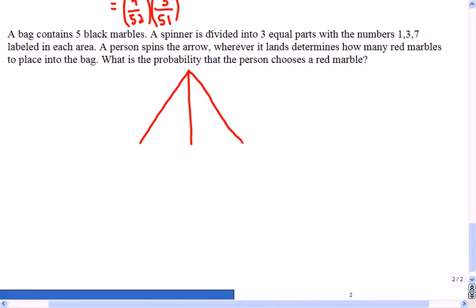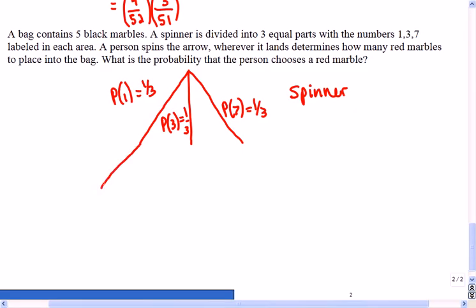So first what happens is a spinner is spun, and the probability that it's a 1 is 1 in 3. The probability that it lands on a 3 is also 1 in 3. It says they're divided equally. Probability that it's a 7 is also 1 in 3. Okay, so then let's think about the way the bag is going to look. So again, when you're doing this experiment, you should do them in order. First we spin. Now we can talk about the bag, because we know what's in the bag if we follow the branches of the tree.